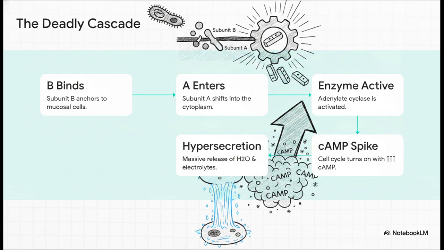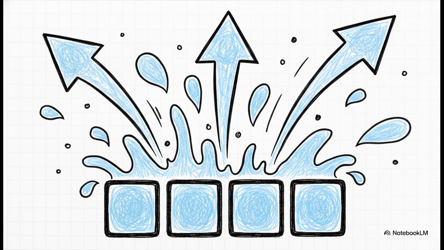And here's where the deadly cascade really kicks off. Subunit A is inside the cell. What does it do? It activates an enzyme called adenylate cyclase. This is the domino that ruins everything else. Activating adenylate cyclase causes a massive sky-high spike in cAMP, which turns the cell into overdrive. That crazy elevation in cAMP is the exact direct trigger for the hypersecretion of water and electrolytes out of the cell. Which brings us to the clinical nightmare.